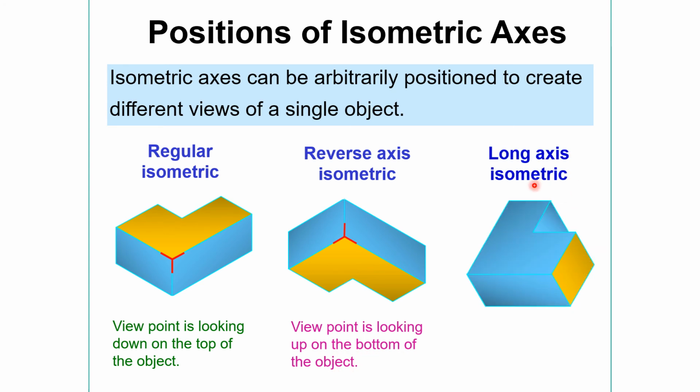The third is the long axis isometric. Here the viewpoint is looking from the right or left of the object. You can select anywhere, from the left side or from the right side of the object.